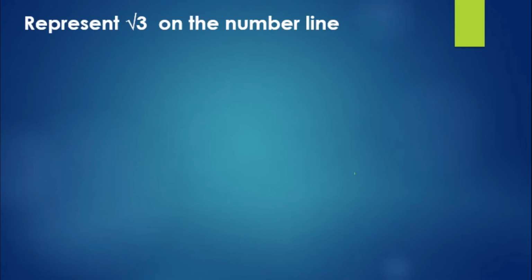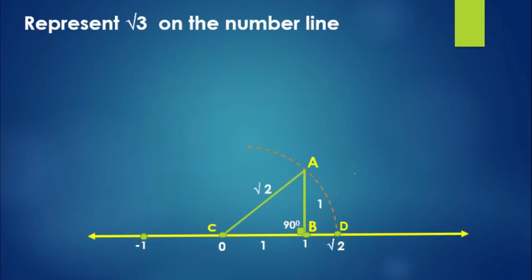Represent square root of 3 on the number line. Step 1. We need to construct a line which is perpendicular to line AC from point A such that this new line has unit length, and let's name the new line as AE. Step 2. Now join C and E.